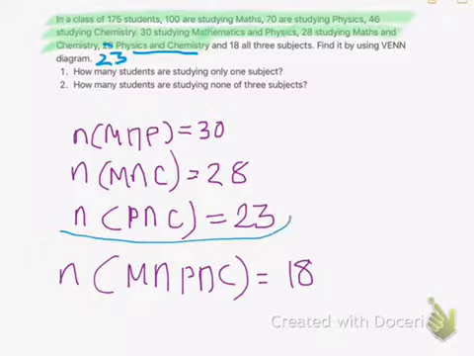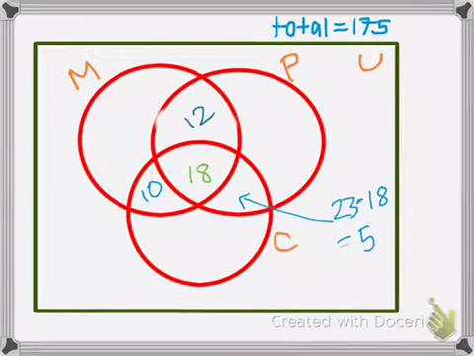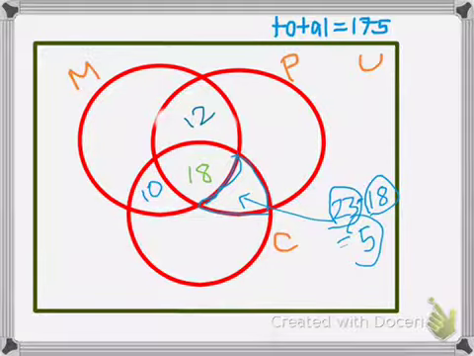Similarly, we can do it for students studying physics and chemistry, which is 23. To get the students studying only physics and chemistry, we have to subtract the students studying all three subjects from the students studying physics and chemistry, which gives 5.